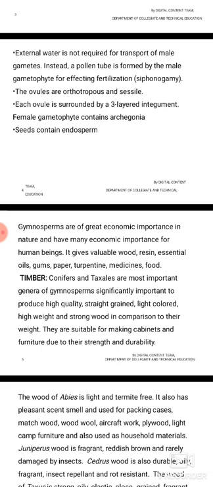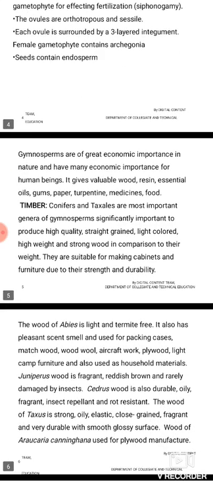Conifers and Taxales are the most important groups of gymnosperms, significant in producing high quality, straight grained, light colored wood that is strong in comparison to its weight. They are suitable for making cabinets and furniture due to their strength and durability. The wood of Ibis is light and termite free.